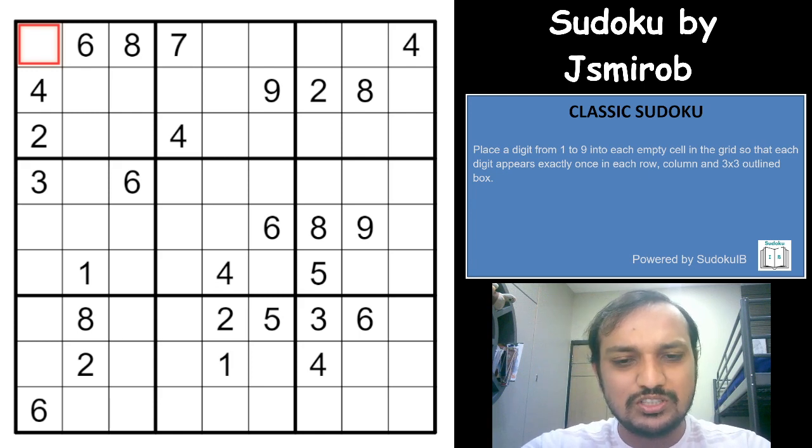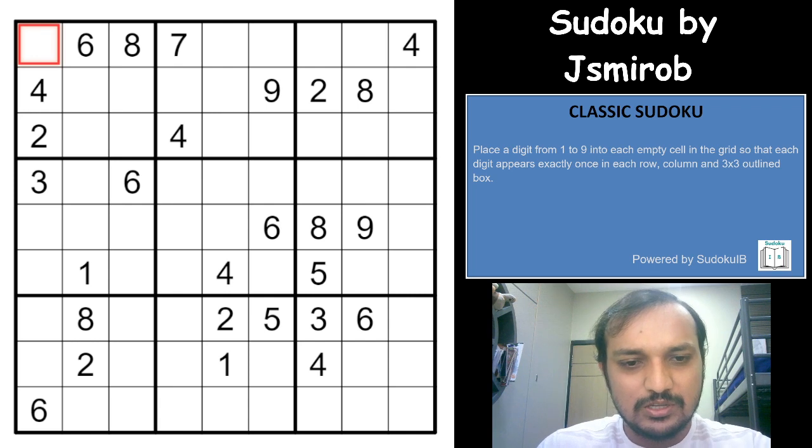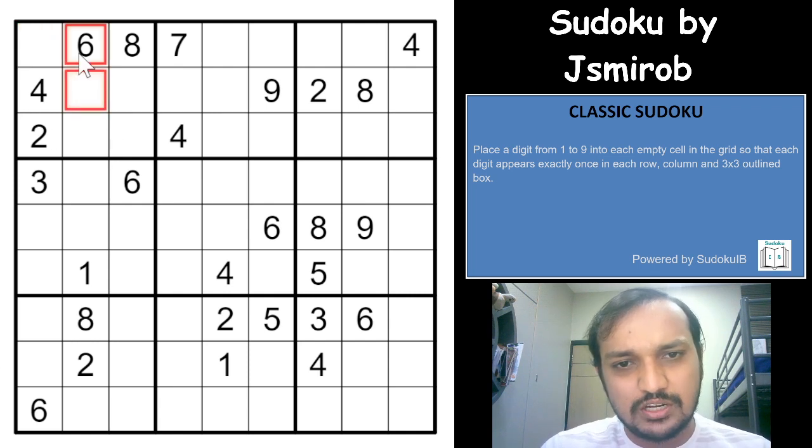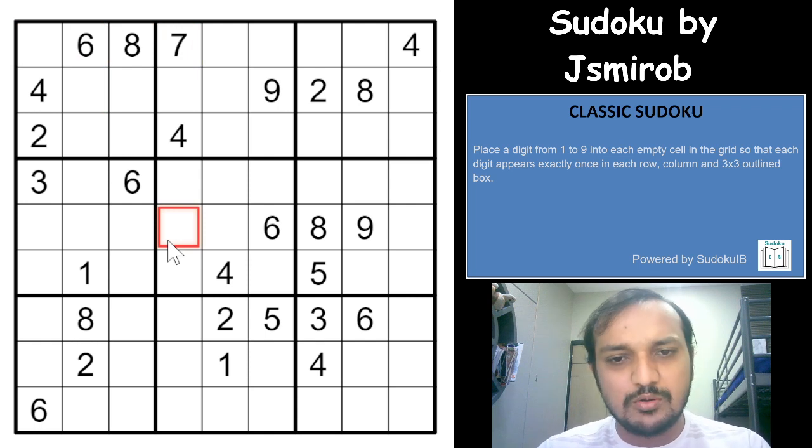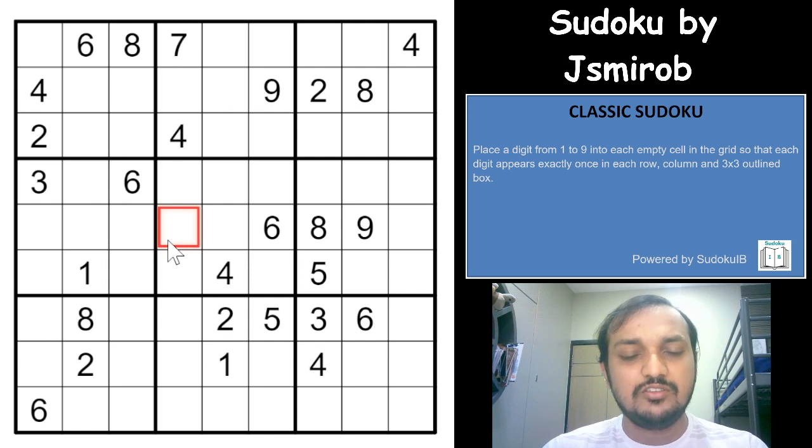So this Sudoku is constructed by Jsmirob, and I really thank the author for giving me an opportunity to cover a video on our channel. This is the first Sudoku that the author has constructed, and I really appreciate that. So I thought of covering a video on this one. There was some intended solve path by the author, and let's see if we are able to find that or not.